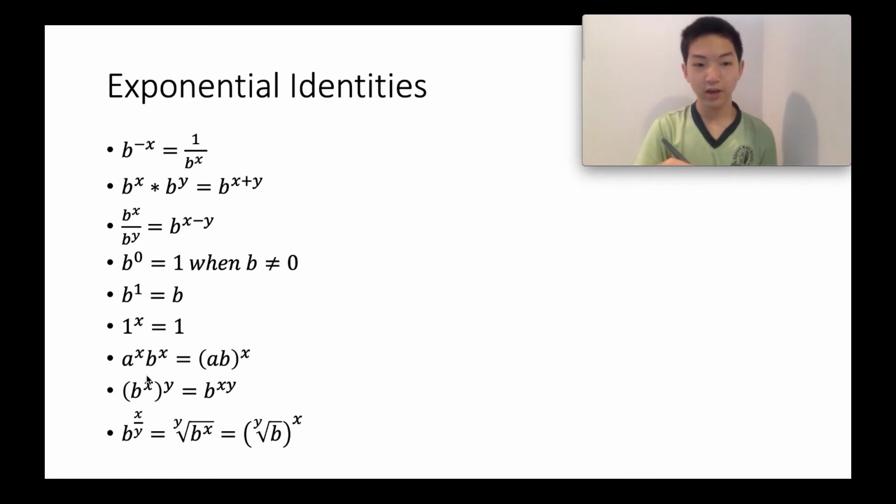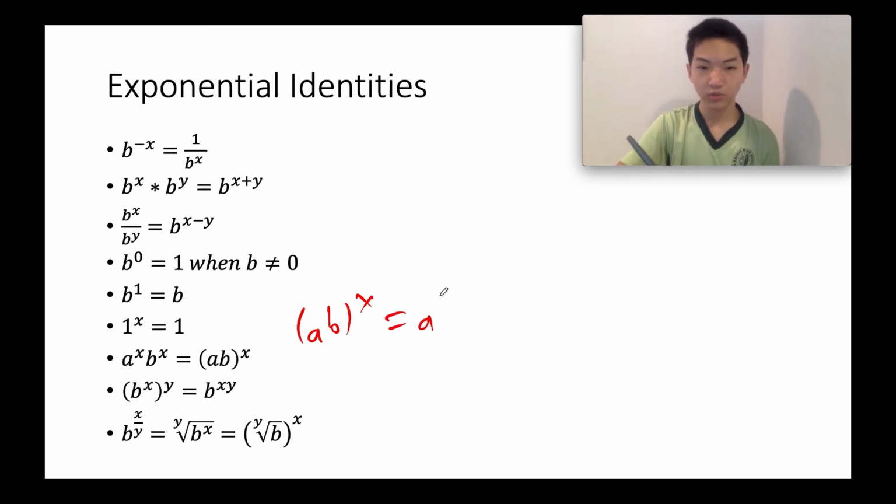So next up we have a to the x times b to the x is equal to (a times b) to the x. Well, this just involves the distributive property. Since this is in parentheses, you have (ab) to the x. It involves you distributing the exponent to each of these numbers. So you distribute that and that. Just remember that you distribute exponents.